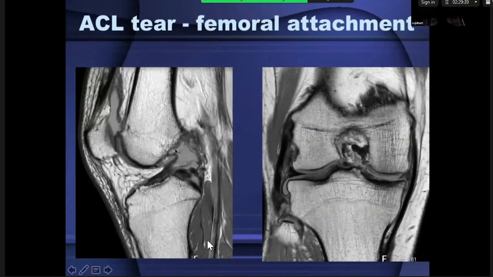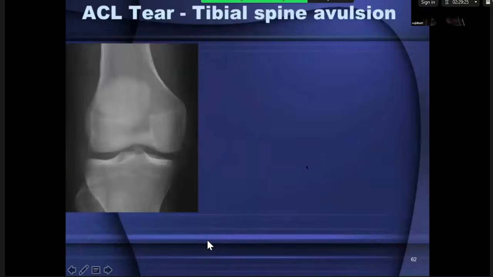Once the femoral attachment goes, we just see a wavy contour of the ligament arising from the tibia, but then it's a very horizontal appearance, and you don't see any femoral attachment at all. It's just taken up by fluid, which is present at the site of the normal ligament attachments.